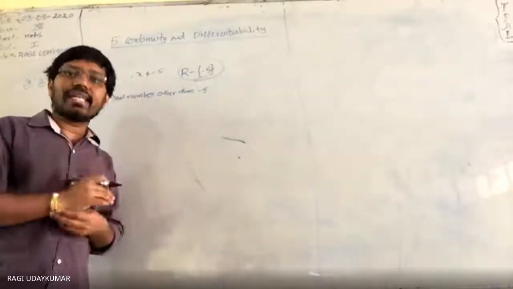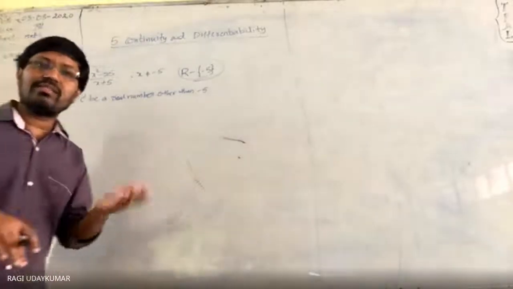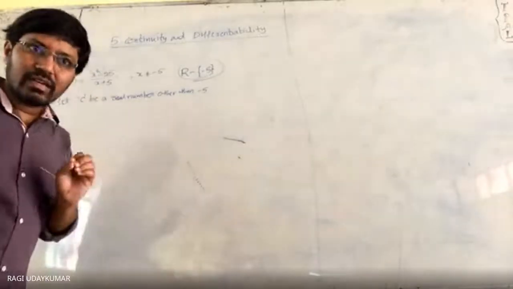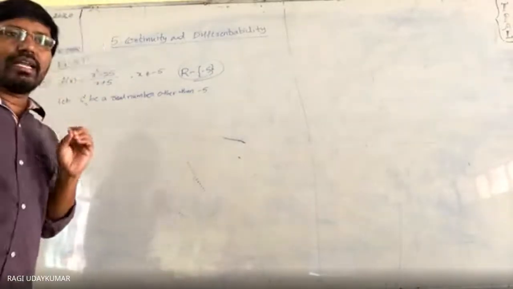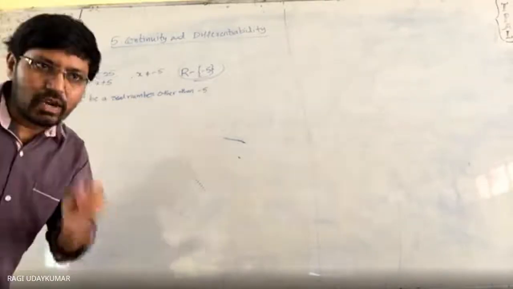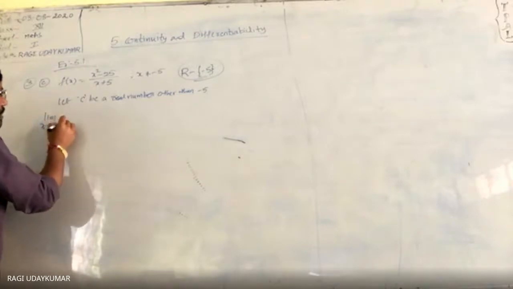Because c is the generalized point. I am not taking a specific number like 2, 5, or 6; generally I am taking c. So you have to find the limit as x tends to c of f of x. The limit as x tends to c of f of x should be equal to f of c.